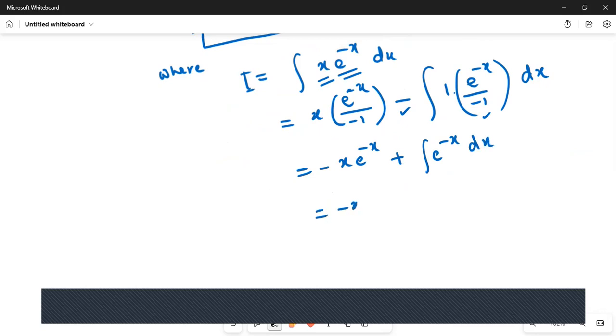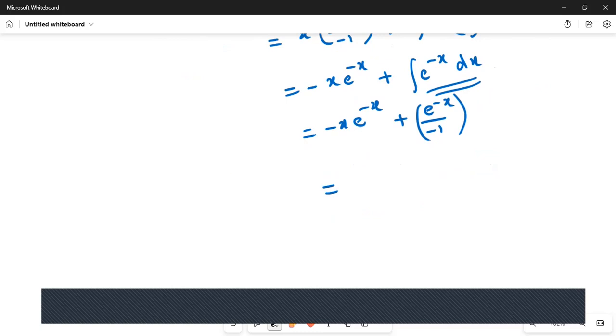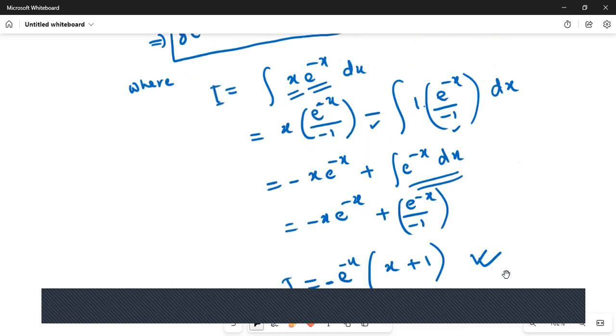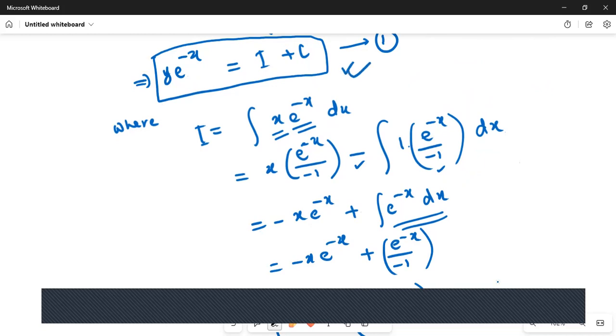So finally, you will write minus x e power minus x, plus this integration. How much is this integration? This will be e power minus x by -1, right? So again, you can take e power minus x, with the minus, common, and inside what would you get? x plus 1, correct? So this is your I. Now this you are going to replace here in equation number 1. So this was your equation number 1. So here I will replace. Let's see what happens.